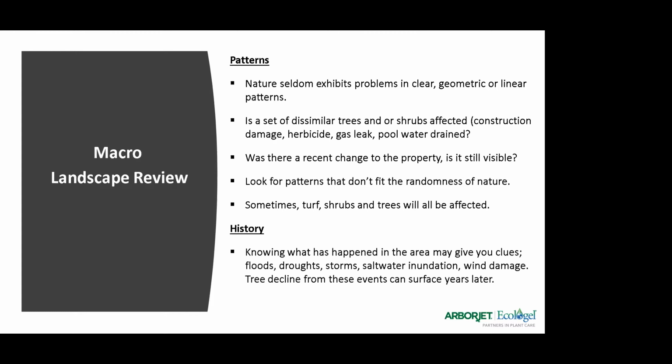Were there floods, droughts, storms, saltwater inundation? Was there wind damage? Trees decline from these events, and they can surface much later. Knowing what might have taken place, as you should, because it's your territory, should help you to get a good clue. People in Texas are going to see a significant amount of tree damage as a result of what took place there this winter. Knowing all of that can help us a year, 2 or 3 years from now if you get a call.